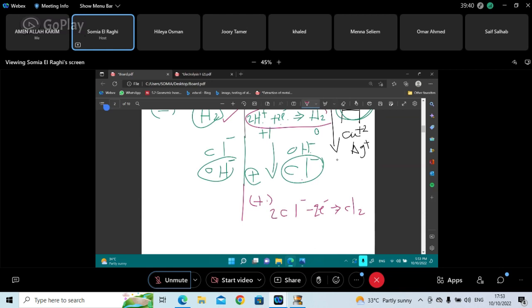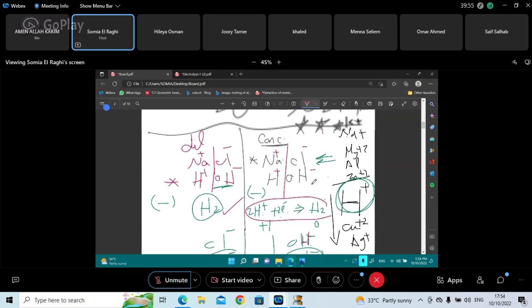What is the color of chlorine? Who remembers? Green, very good. Green bubbles at the anode. So we get OH here. In this case, I have concentrated salt.